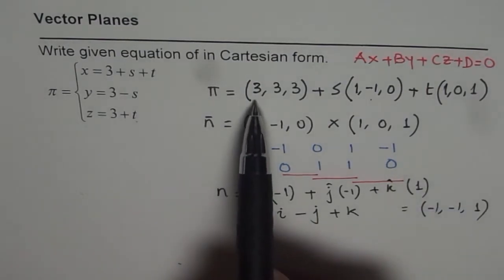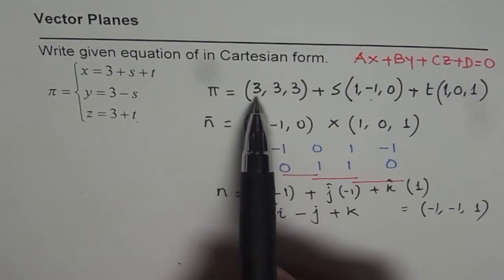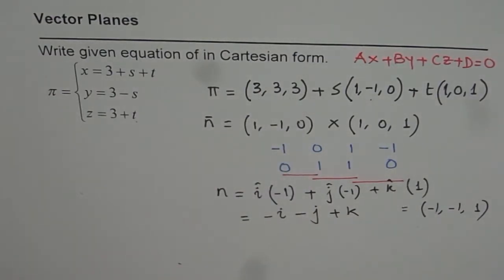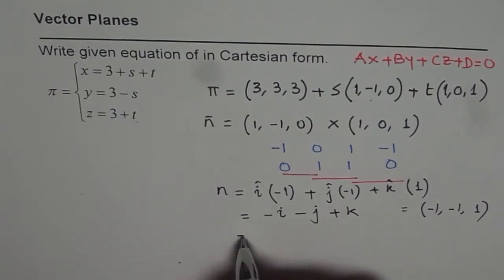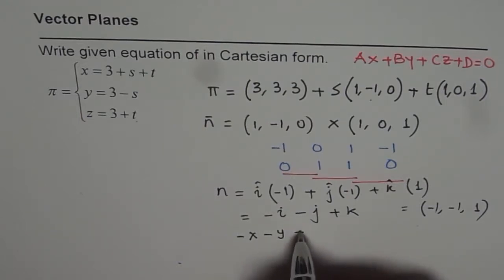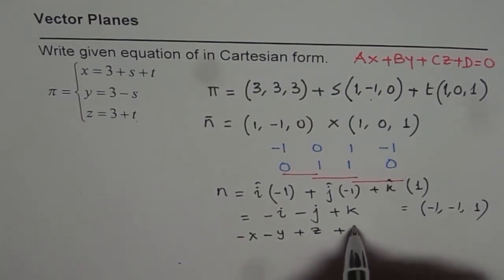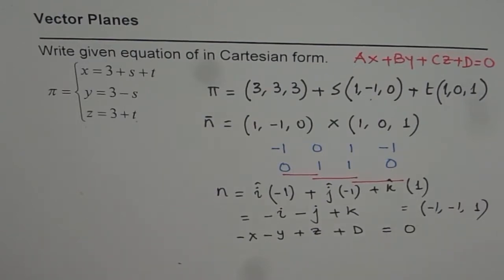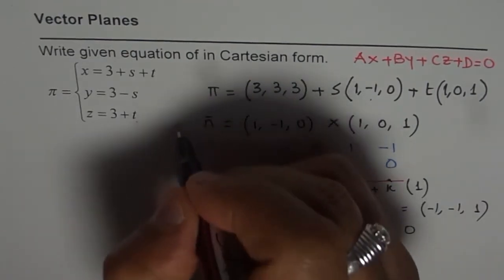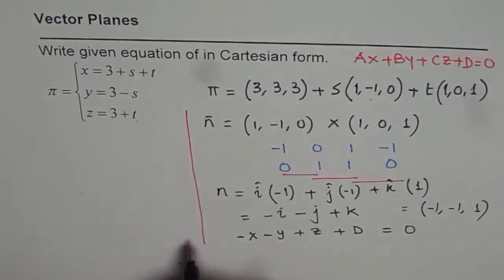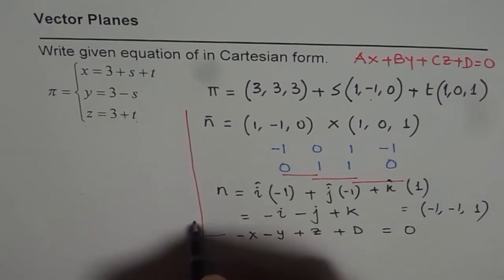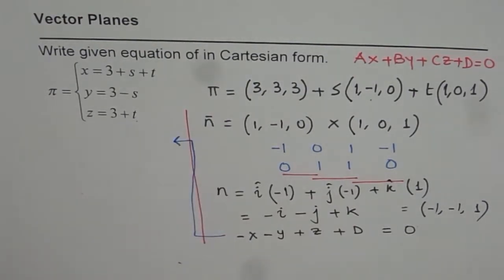Now we can replace a, b, and c with these normal vector components, and then find d by substituting the point x, y, z as 3, 3, 3. So that is the whole idea, right? What we really get is that the equation will be minus x minus y plus z plus d equals 0. So that is the equation which we get for the time being. And we'll figure out what the value of d is.